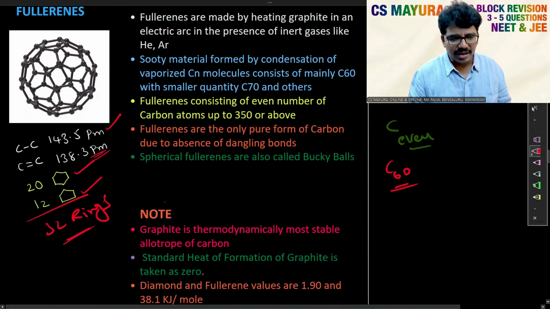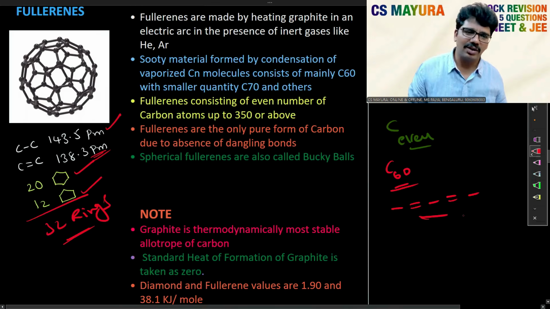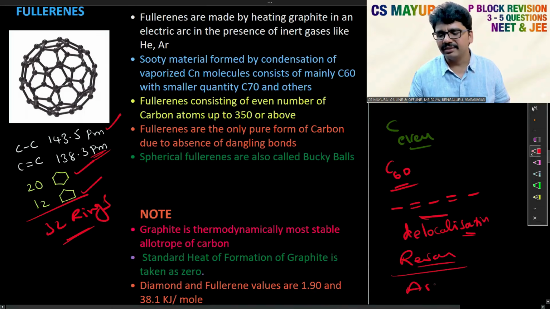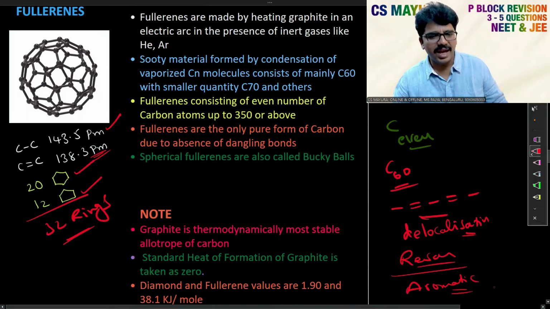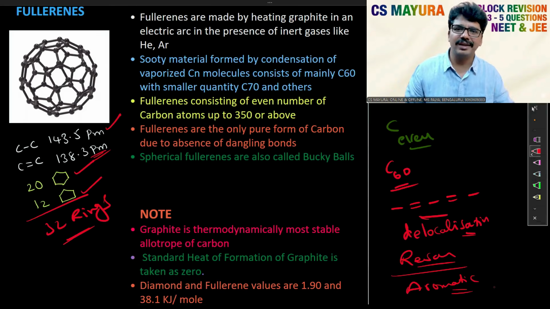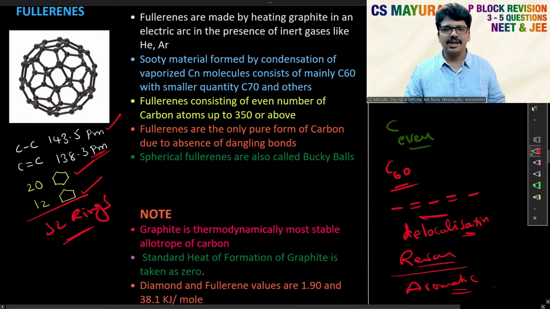And there is conjugation also. Single bond, double bond, single bond, double bond, single bond. This is what we call conjugation. So in fullerenes, conjugation is there, and delocalization is there, so resonance is there. And finally, fullerenes are aromatic in nature. They have aromaticity, and because of this aromaticity, they don't have dangling bonds. So that's why fullerenes are the purest allotropic forms of carbon.